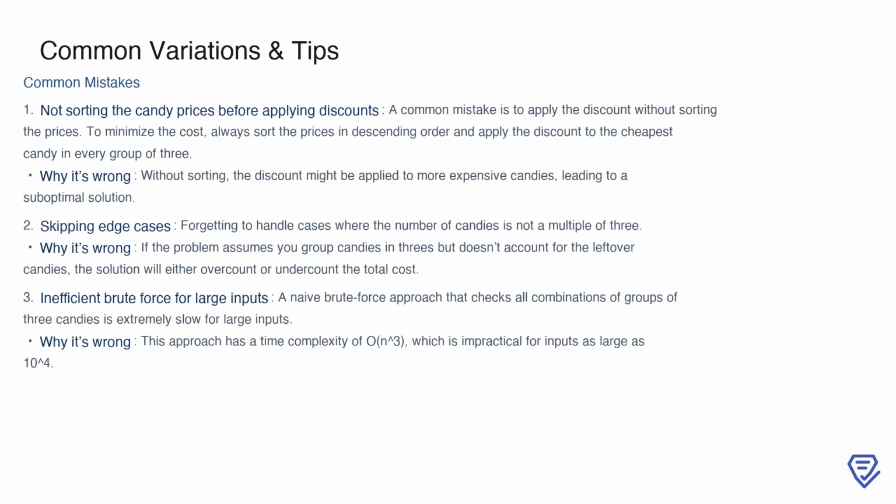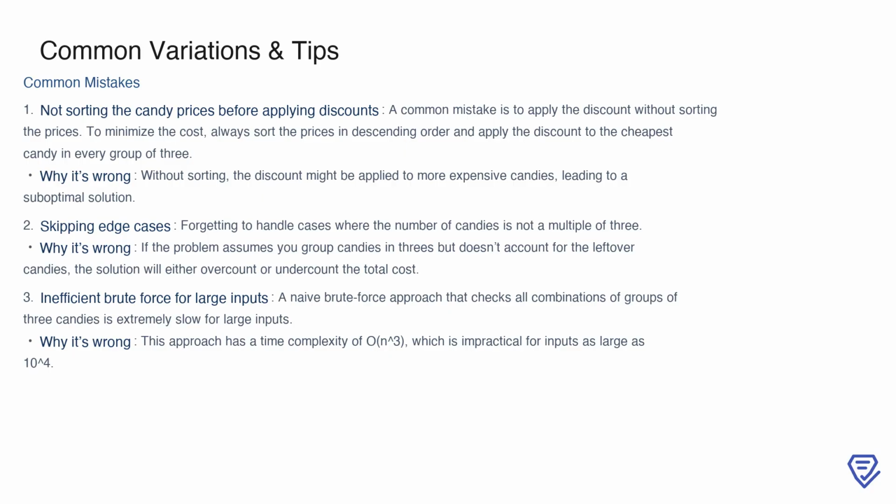When tackling this problem, there are a few common mistakes to watch out for. First, not sorting the candy prices before applying discounts can lead to a suboptimal solution. By sorting the prices in descending order, you ensure that the discount always applies to the cheapest candy in each group of 3, which minimizes the total cost. Without this step, you might end up applying the discount to more expensive candies, losing potential savings.